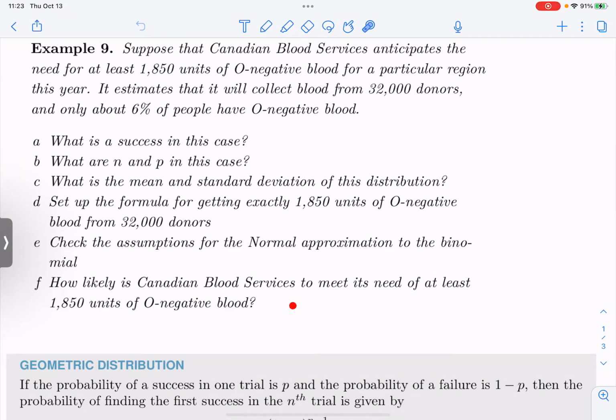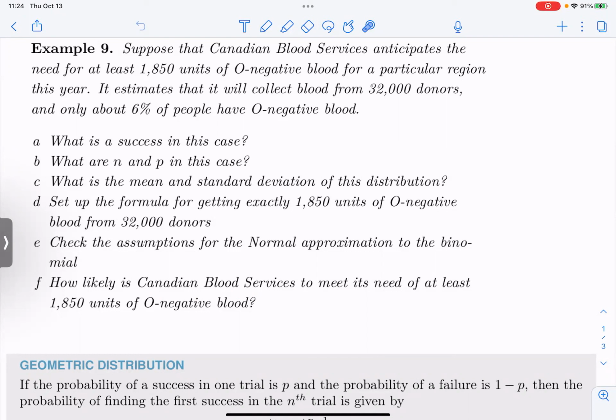How would you do it? At least 1,850. Well, you could use the complement trick, but that means you'd still have to figure out the probability of 0 O-negative, 1 O-negative, 2, 3, 4, all the way up to 1,849.